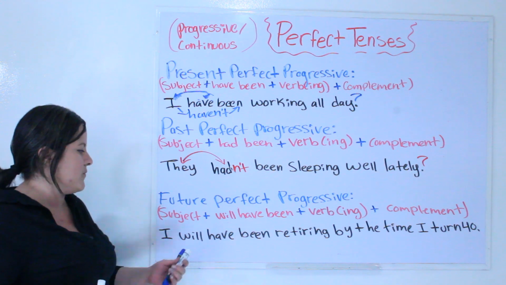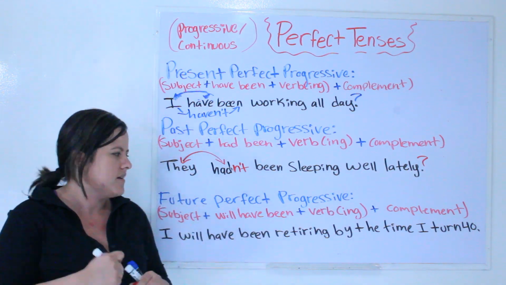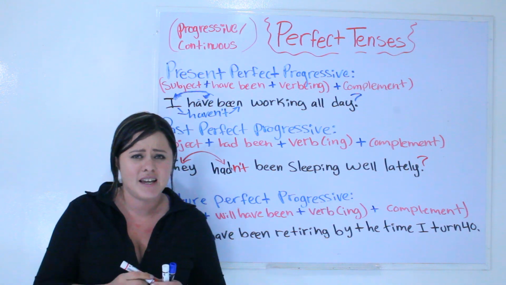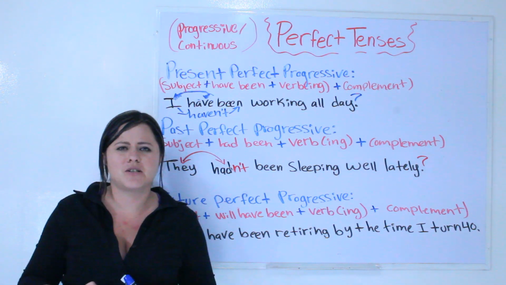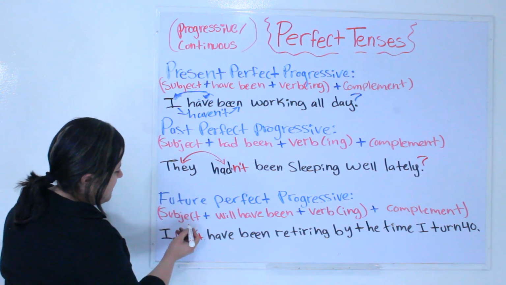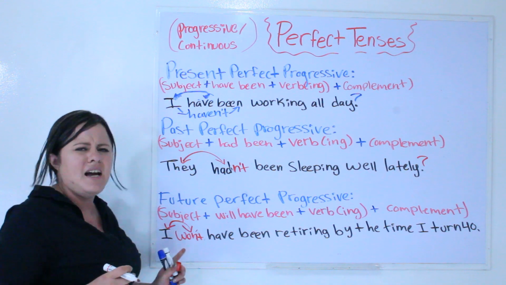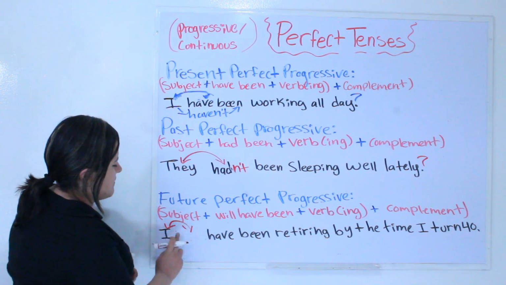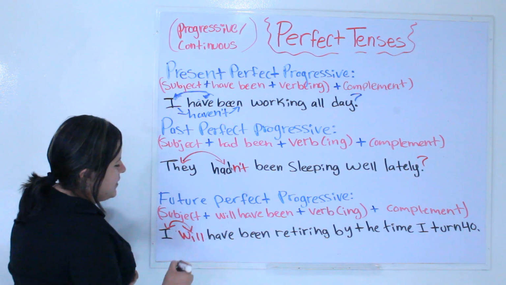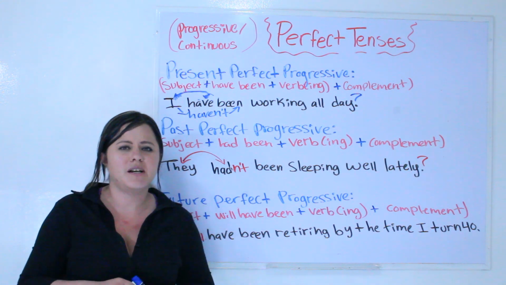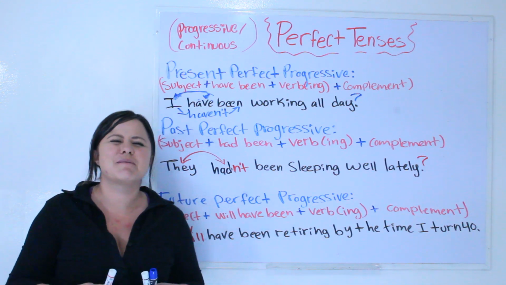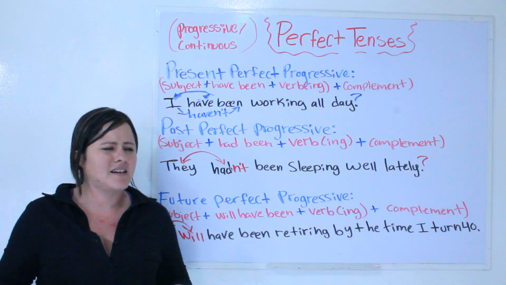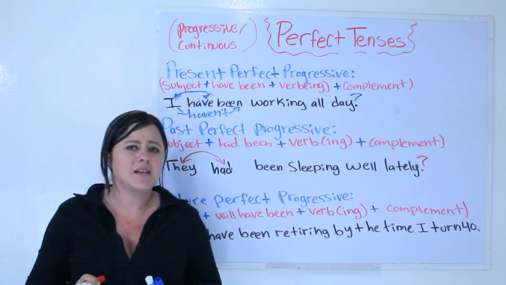And the last one, I will have been retiring by the time I turn 40. If I don't think so, I will say I won't. If I don't work hard today, I won't have been retiring by the time I turn 40. And if you want to ask a question, won't I have been retiring by the time I turn 40? Or if you want to ask an affirmative question, will I have been retiring by the time I turn 40? This is not surprise. So the tone changes too. Hadn't they been sleeping well lately? Had they been sleeping well lately?